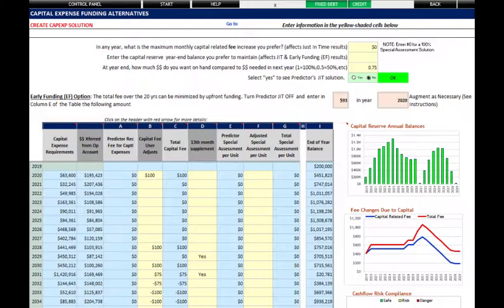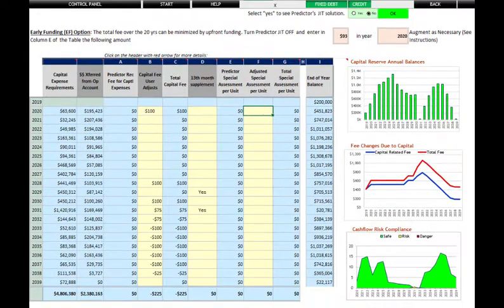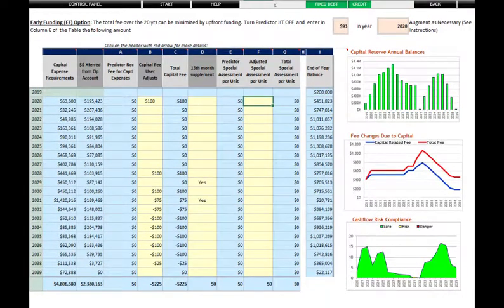Here are the final results of one early funding approach generated by entering $93 or more as a capital user fee adjustment in year 2020. In this case, we entered $100. In terms of meeting the strategic objective of stabilizing fees for as long as possible and keeping overall fees 20 years from now to be as low as possible, the early funding strategy shows its strength once again.